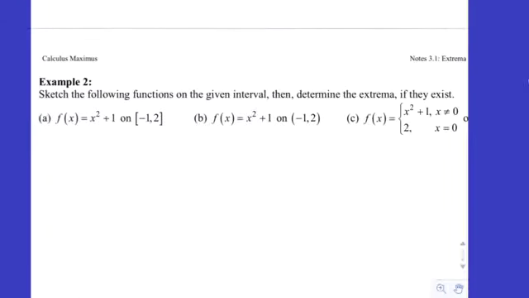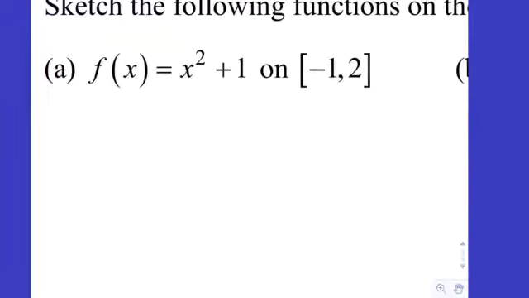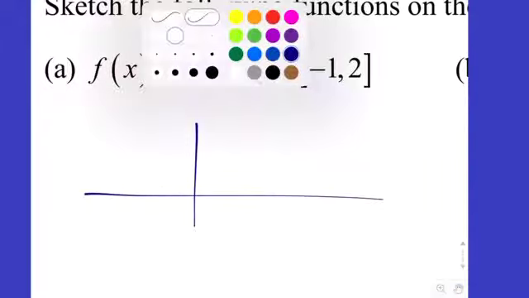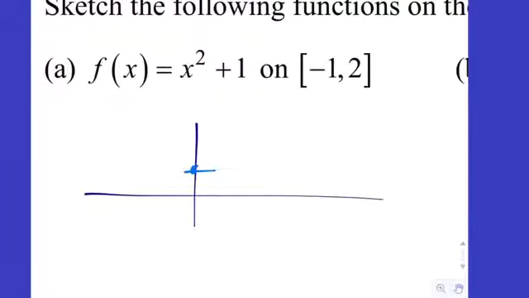Now we're going to do example 2. I'm not giving you a graph, I'm giving you the equation. It was very helpful to have the graph, so that's actually going to be the way we're going to answer this. If f of x is equal to x squared plus 1 on the closed interval from -1 to 2. Step 1, draw the graph. What's your parent function? X squared plus 1. We know that that's going to be moved up 1 unit. And here's -1. And I'll come over here to 2.